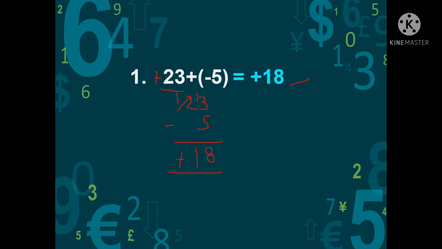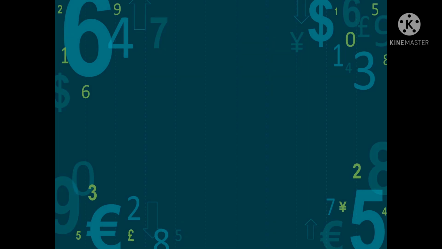So now let's proceed to number 2. Number 2, negative 13 minus negative 7. So according to the rules of subtraction, we will change the operation sign to addition. So negative 13 plus, and then we will change the sign of the number following the operation. So the number following the operation here is negative 7. So we will change its sign, so it will become positive 7. So negative 13 plus 7.